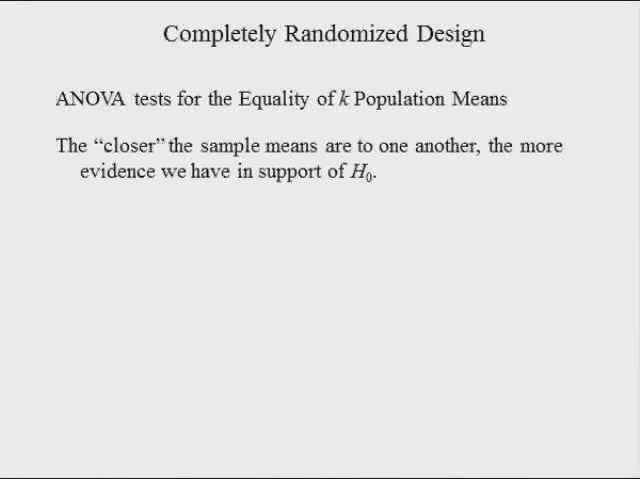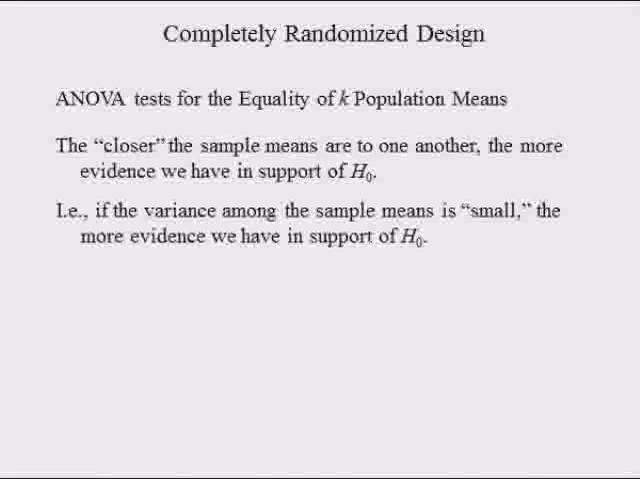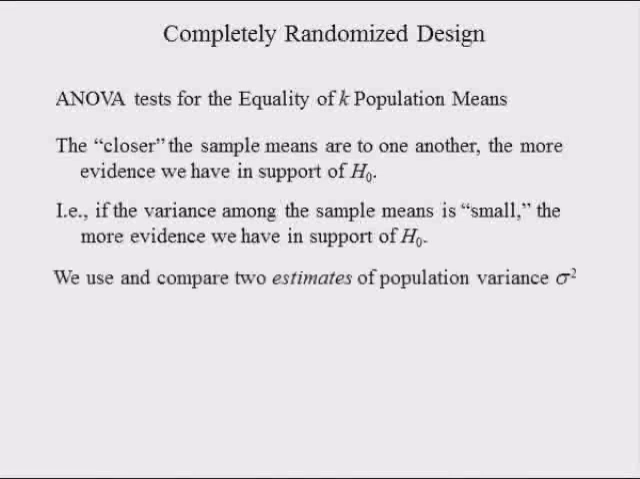ANOVA tests for the equality of k population means. The closer the sample means are to one another, the more evidence we have in support of the null hypothesis that all population means are equal. That is, if the variance among the sample means is small, there is more evidence in support of the population means being equal. In ANOVA, we use and compare two estimates of population variance, sigma square.